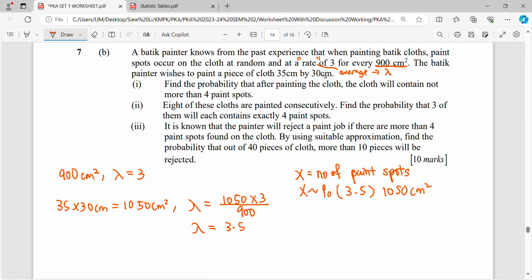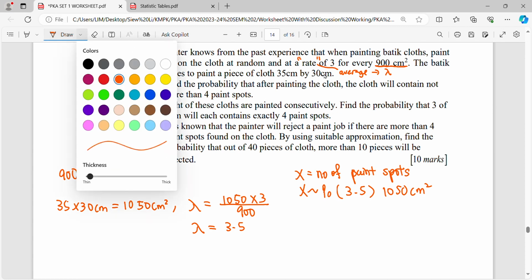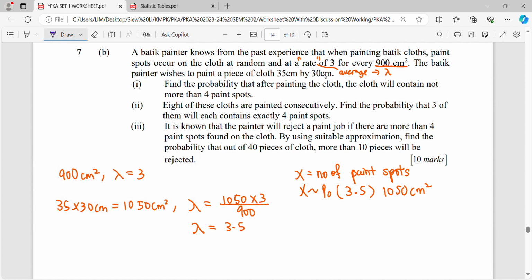So this is from the question. Identify your X, identify your lambda, identify your distribution. Then we come to question number 1. Find the probability that after painting, the cloth will contain not more than 4 paint spots. So it will be less than or equal to 4.